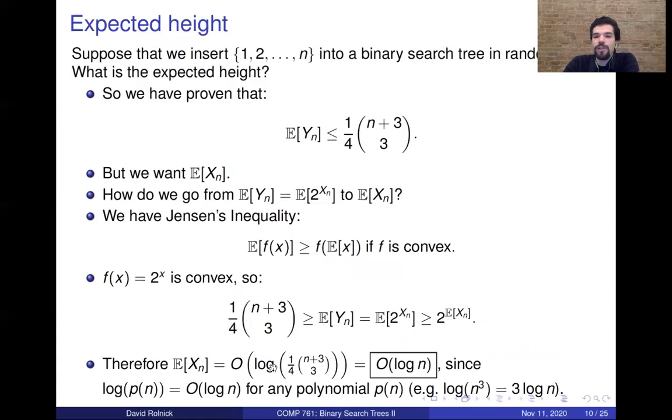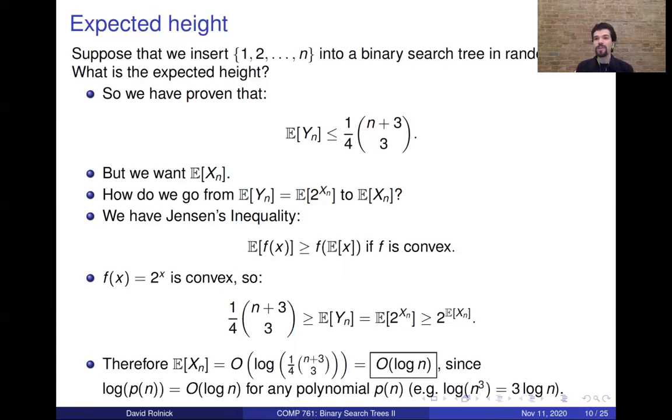And the log of n cubed is going to be just big O of log n. That's because if you take the log of n cubed, you just get 3 times the log of n. So in general, I'm glossing over this a little bit, but it's really simple to show that the log of any polynomial in n is just big O of log n. And now finally we're done.